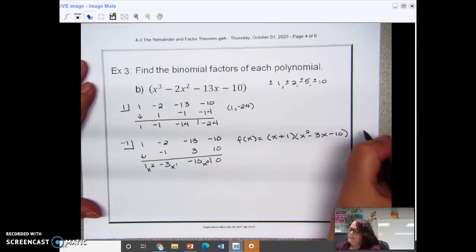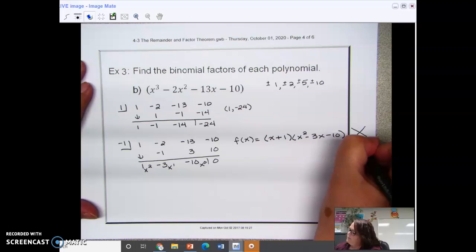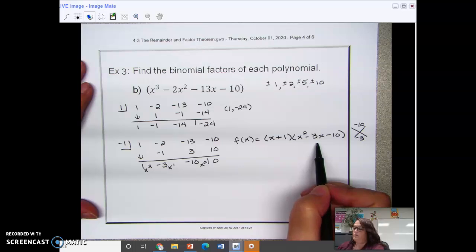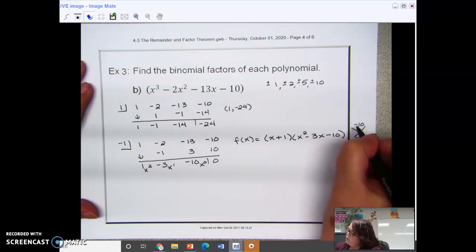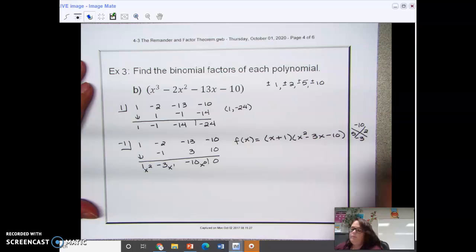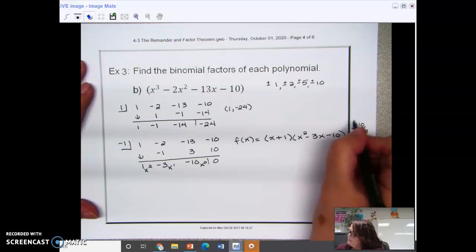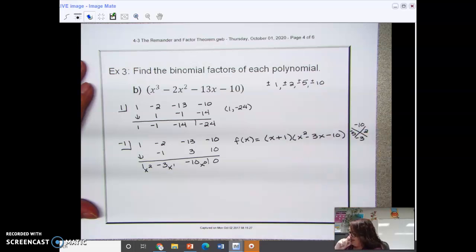So then I'm going to ask myself what multiplies to give me negative 10 that adds to give me negative 3. So that last number goes up top and the middle number goes on the bottom. So hopefully you're thinking 5 and 2, but maybe you're not sure which one gets the negative. So notice this bottom one says the sum has to be negative. So that means the bigger number is negative.